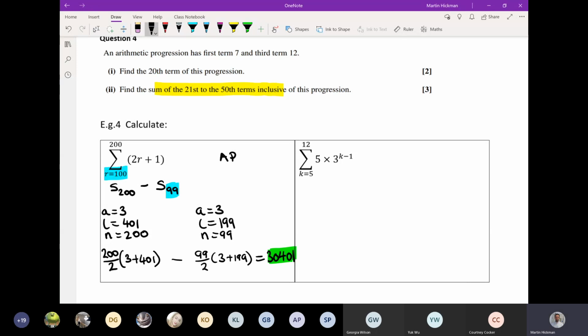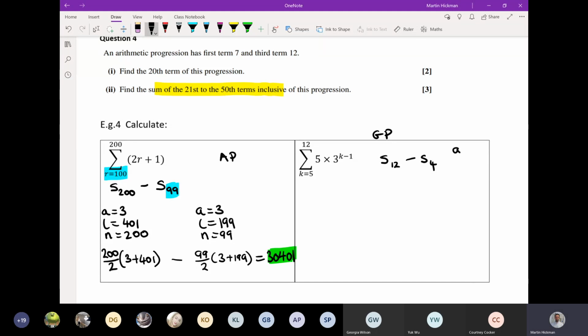The next example, and again, check it if you're not sure, this is a geometric progression. You could sub in k equals 5, k equals 6, k equals 7, and you can see that there is a common ratio there. Now in this question, I need to do the sum of the first 12 terms, take away the sum of the first 4 terms. Remember, we don't want to do the sum of the first 5 terms because we don't want to lose that 5th term here.